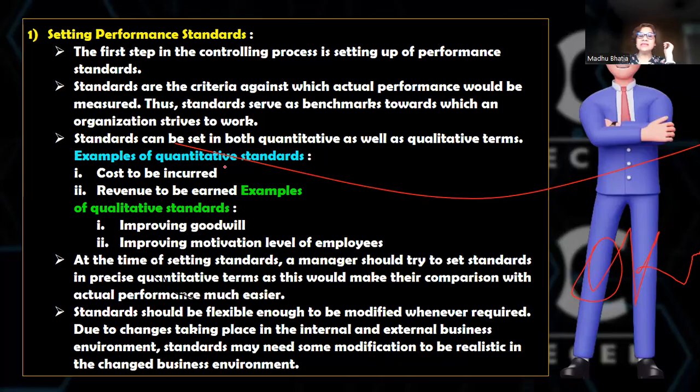So you can see the examples when I'm talking about quantitative standards, it is cost. यानी total cost of production हमारा max कितना जाना चाहिए? What is the revenue to be earned? If you remember, the example we took in setting objectives and planning, हमने कहा था increase in ROI by 20%.